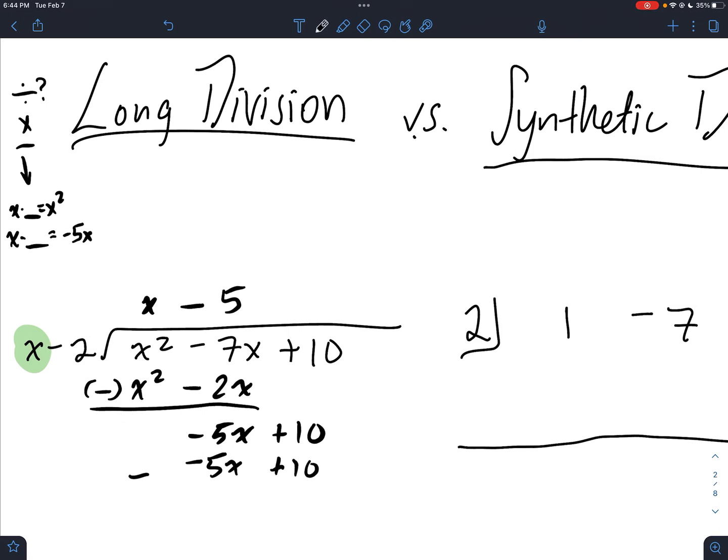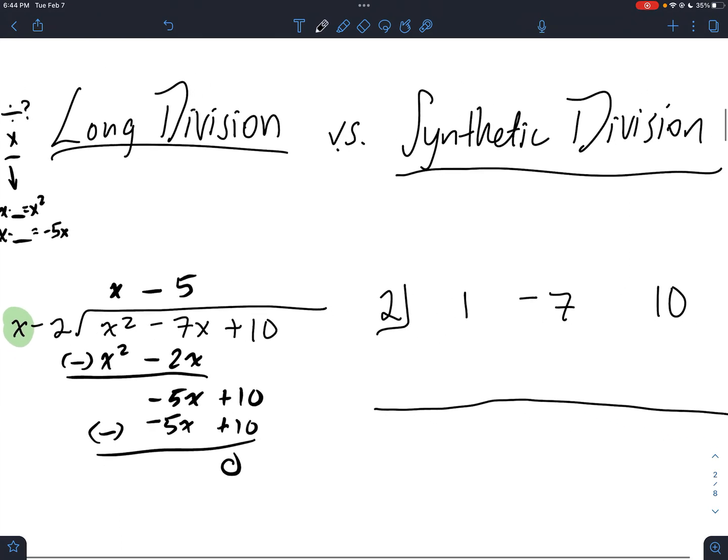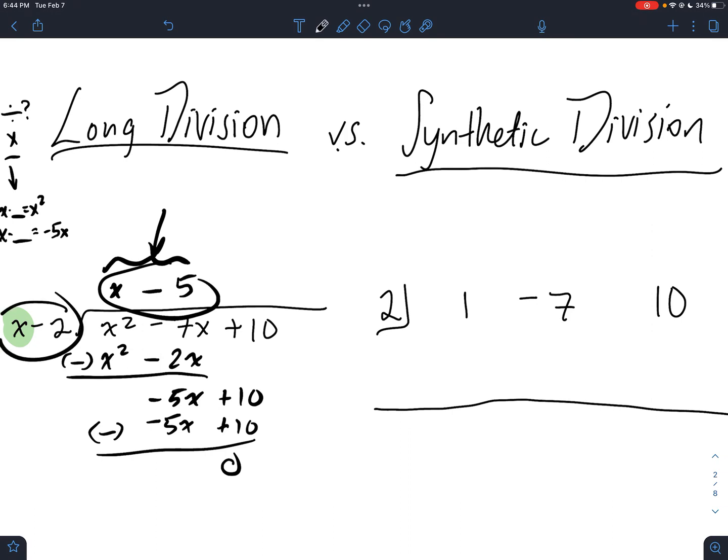All right, we do that. And subtracting identical things gets us 0. So this is our quotient. And this times this equals this.